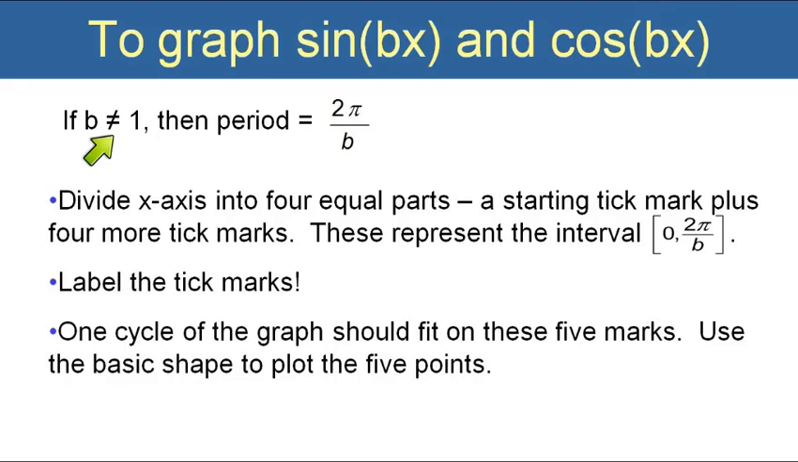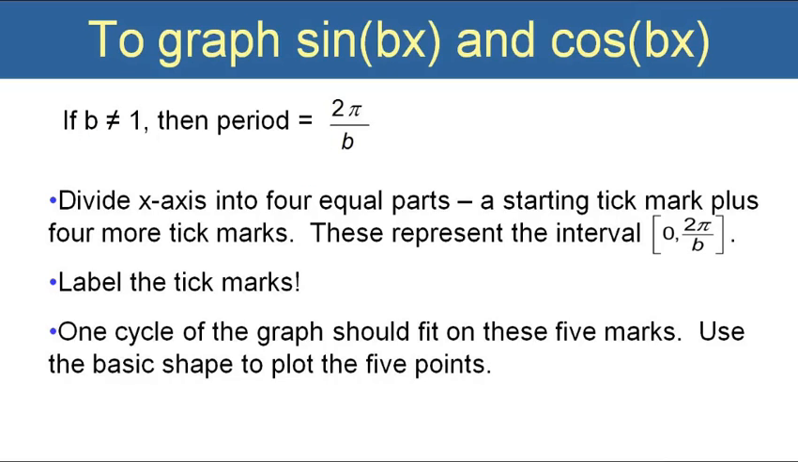So here's the formula, and you need to memorize this. If b is not equal to 1, then the period is 2 pi over b. Now, it's true that even if b is 1, the period is still 2 pi over b, but we know that on the basic sine graph and basic cosine graph, period is 2 pi. So we only need the formula if b is not 1. So if b is not 1, period is 2 pi over b.